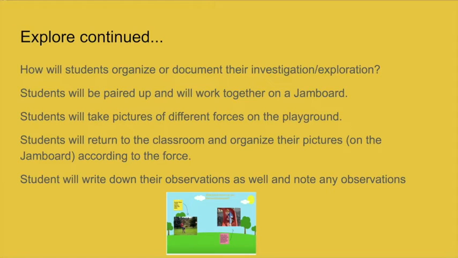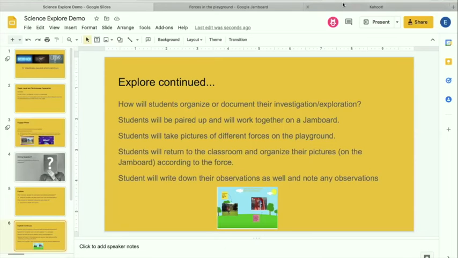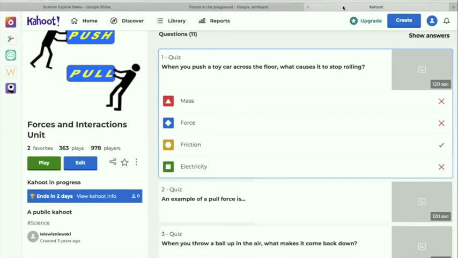Students will return to the classroom and organize the pictures that they took on the playground, placing them on the Jamboard according to the force. Then students will write down their observations as well as note any other things that they noticed during the time that they were creating their Jamboard. Like Erica said, they can also add a video if they'd like.